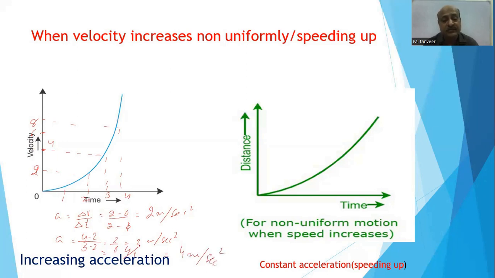So acceleration is changing: 2, then it is 4. Similarly, when you move up, it becomes 6, 8, 10. So in this case, acceleration is changing. But in the other case, the value of acceleration will be same at every instant. So this graph shows the constant acceleration and this graph shows the increasing acceleration. Next, acceleration and deceleration.